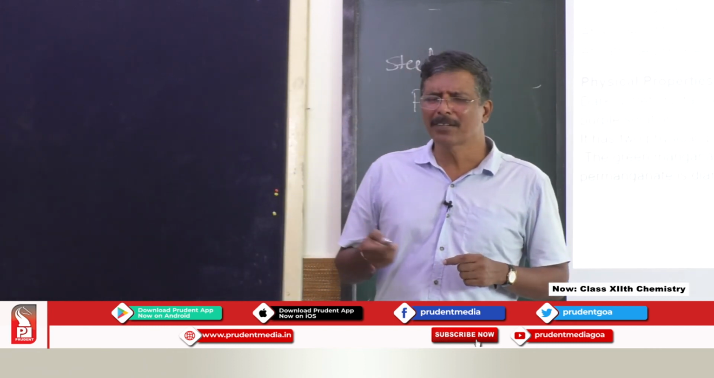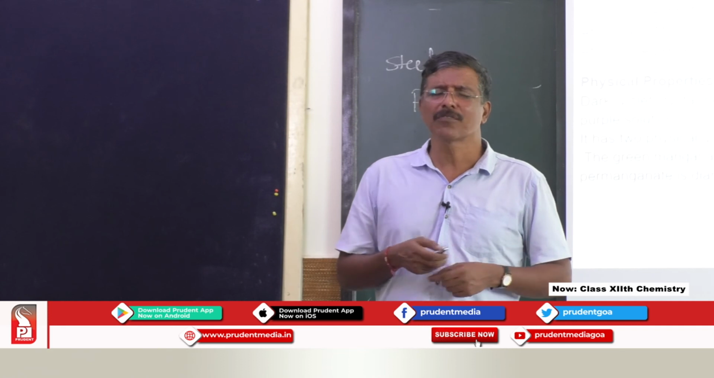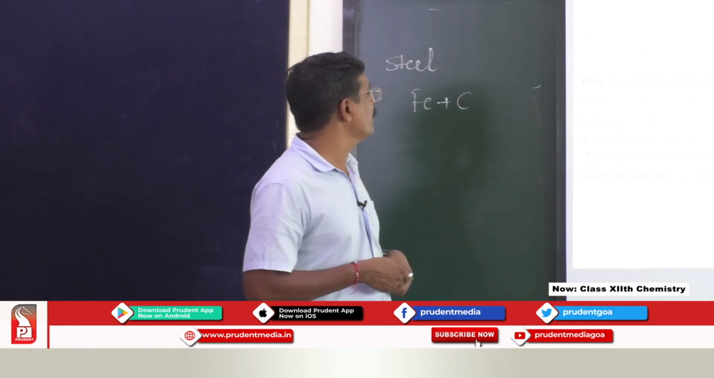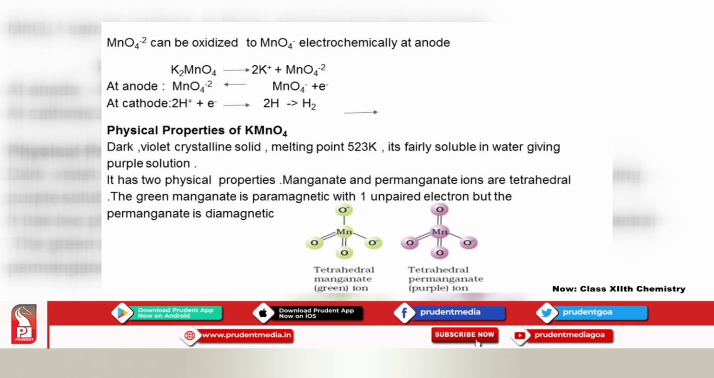I think we are familiar with KMnO4. You use KMnO4 for titrations, in volumetric titrations in the laboratory. It is a dark violet crystalline solid. Its melting point is 523 Kelvin, and it is fairly soluble in water, giving a purple solution.